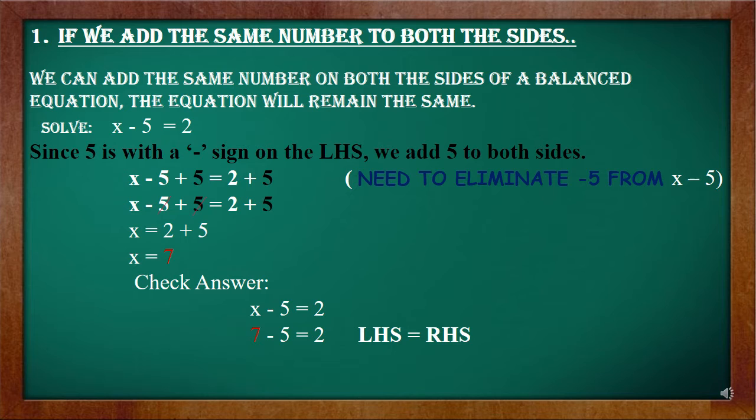Hence the equation becomes x minus 5 plus 5 equals 2 plus 5. On the left hand side, 5 minus 5 is 0. So they cancel out each other. And thus we get x is equal to 2 plus 5. 2 plus 5 is equal to 7. So, x is equal to 7. Here, x is equal to 7 is a solution of the equation x minus 5 equals 2.